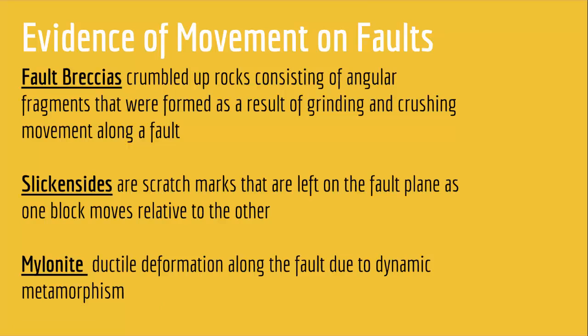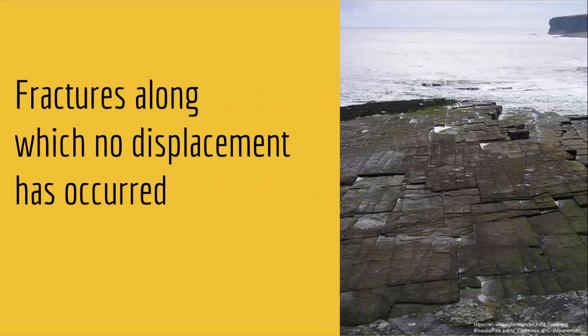But what if no movement occurs? Well, that is our last slide and we call that a joint. So what is a joint? Well, a joint is a fracture along which no displacement has occurred. In joints, we don't have any movement. As you can see in this picture, there are fractures in the rock, but there is no apparent displacement. Just like here, there is no displacement in the broken parts of the fractured rock. So in joints, we have no displacement, but in faults, we have displacement in the fractured rock.